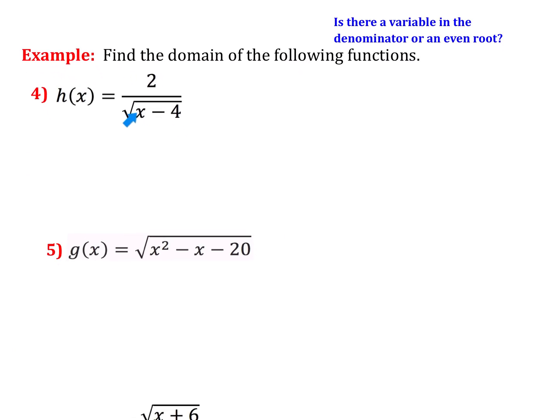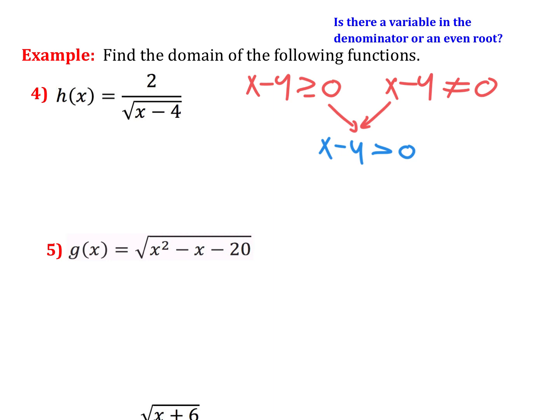I've got x in the denominator, but it's also underneath a radical. So that means x minus 4 has to be greater than or equal to 0. But also, x minus 4 is not allowed to equal 0. So we have this criteria because it's in a radical, but this criteria because it's in the denominator. I can combine both of these into the single expression, x minus 4 is strictly greater than 0. So 0 is going to be off limits on this one because x is in the bottom.